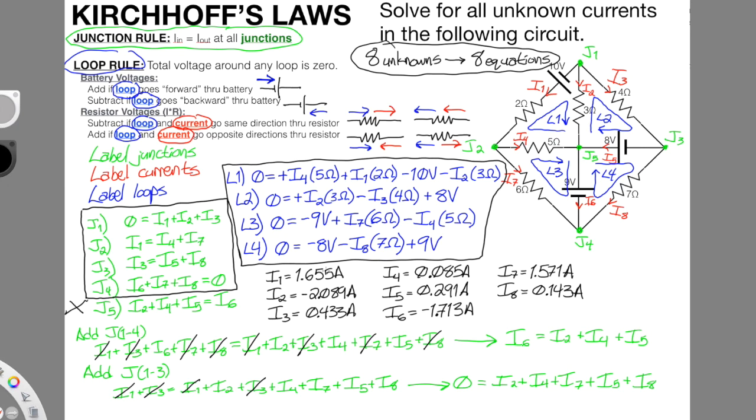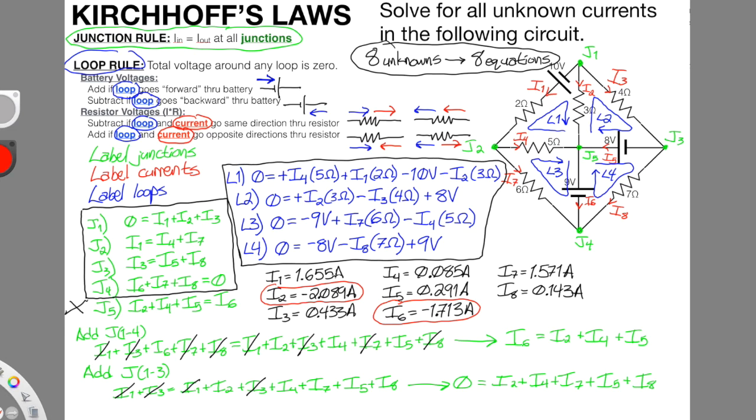But I want to focus on these negatives. Two of our currents are negative, I2 and I6. This doesn't mean we've screwed up. It doesn't mean we have to start over. When you get a negative value for one of your currents, the magnitude is correct. It just means you picked the wrong direction to begin with.